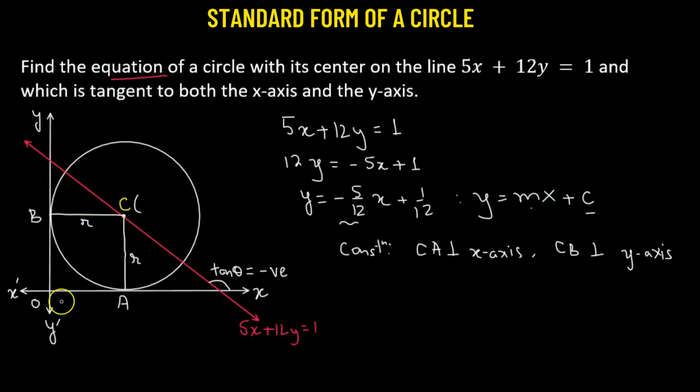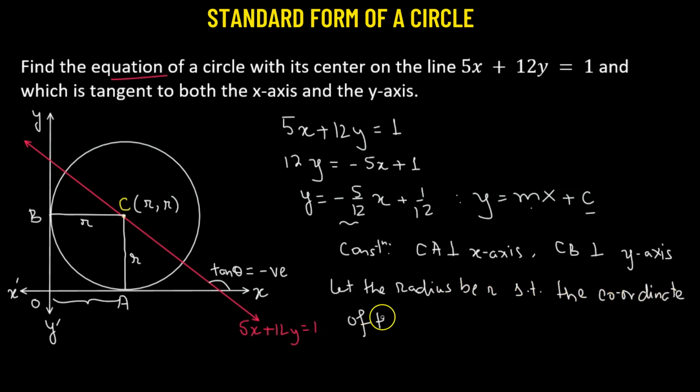So for the coordinate of the center C, we need the x coordinate. So that's OA, the OA being R, and then we need the y coordinate, which is AC. So AC is going to be R as well. So now we have the center as well as the radius. So let's specify that. Let the radius be given by R, such that the coordinate of the center is given by R comma R. Fine. Now we have defined the coordinate of the center as well as the radius of the circle.